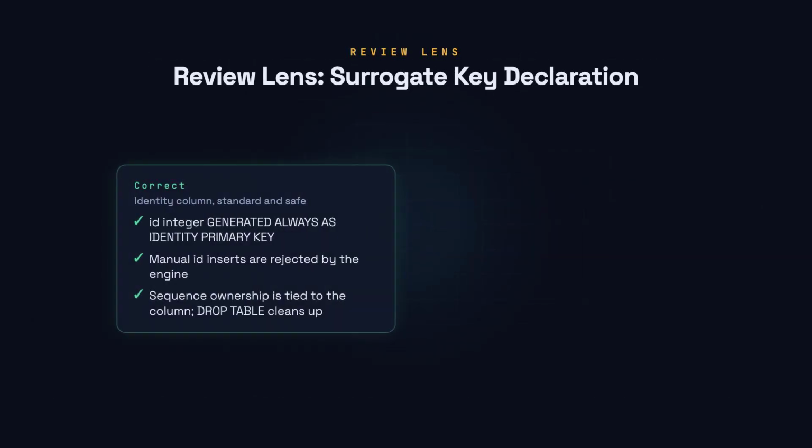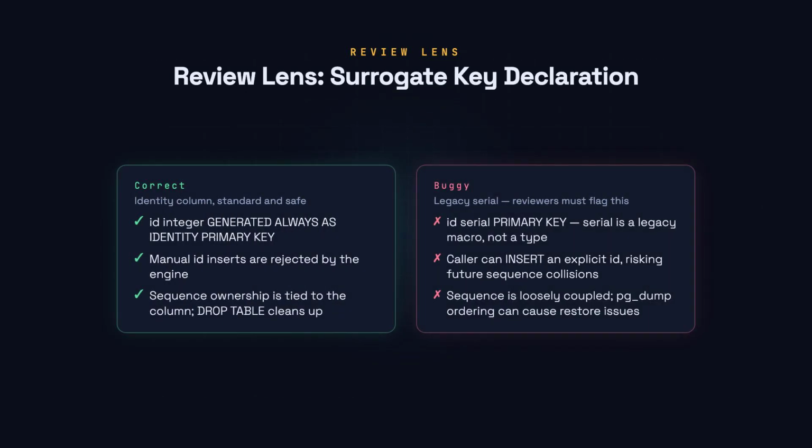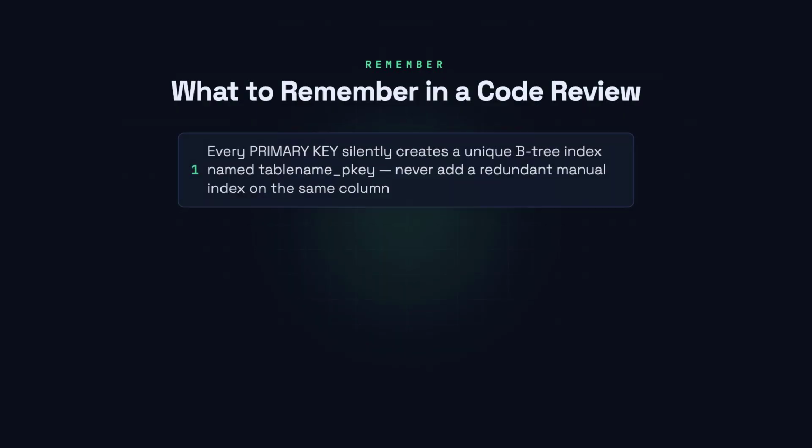When you see serial in a pull request, flag it. The identity column syntax is the SQL standard replacement. It prevents manual overrides, keeps the sequence tightly bound to the column, and signals intent clearly to every future reader of the schema. Three things to carry into your next review.